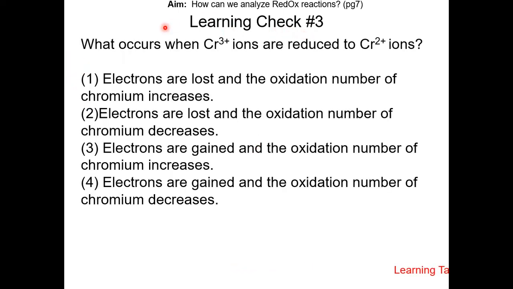Learning check number 3: what occurs when chromium 3+ ions are reduced to chromium 2+ ions? Pause the video and resume as completed. The charge or the oxidation number of chromium decreases, or is reduced, from 3+ to 2+. Reduce means to gain electrons. So the answer is choice 4.